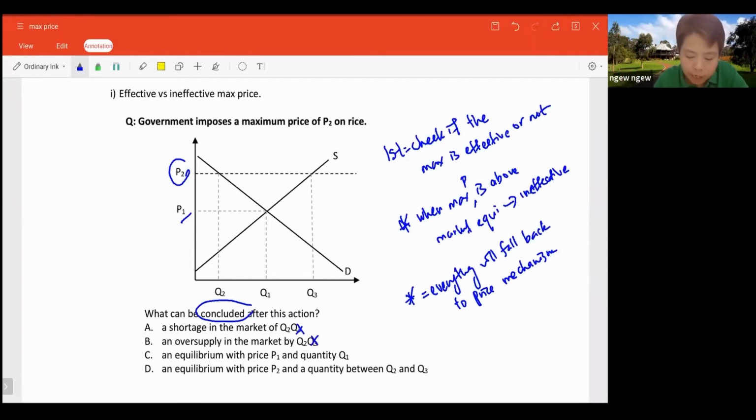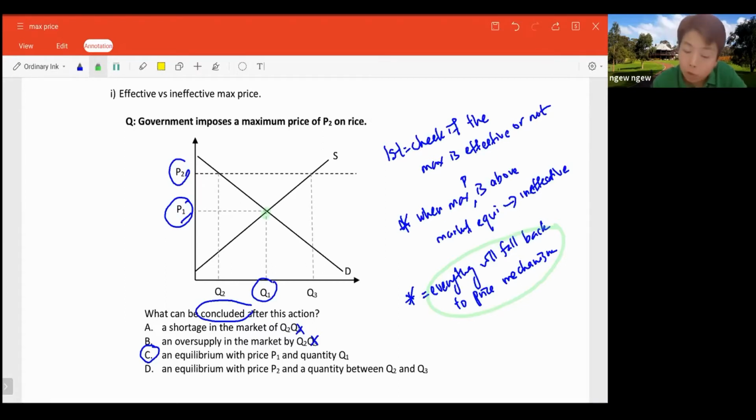And C, an equilibrium price with P1 and Q1. So P1, Q1. C is correct because look at this point. Everything will fall back to price mechanism. So when the price control is no longer effective, price mechanism will be taking charge. And therefore, the market will go back to equilibrium. And equilibrium is reached here with P1 being your equilibrium price and Q1 being your equilibrium quantity. Okay? So that's how it works.